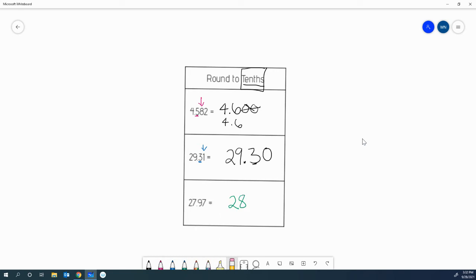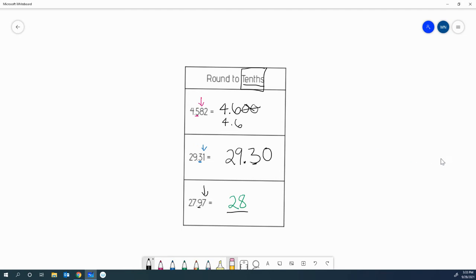I'm going to erase what I've got. If we raise the score, the 9 plus 1 is 10. Raising that score is going to give us 10. 10 tenths is 1 whole. So we have to add that 1 whole to our 27, and we get the answer 28.